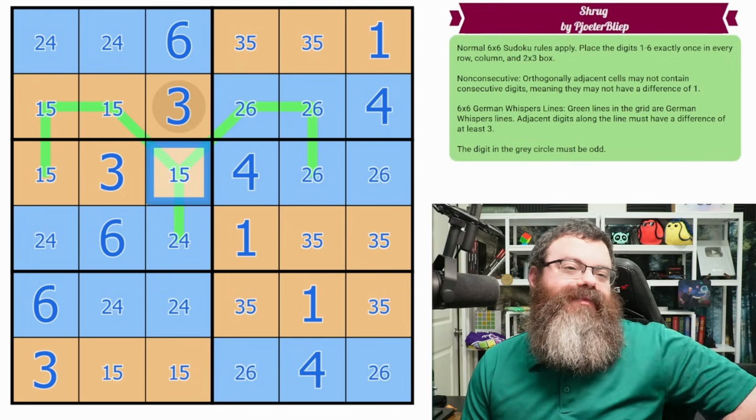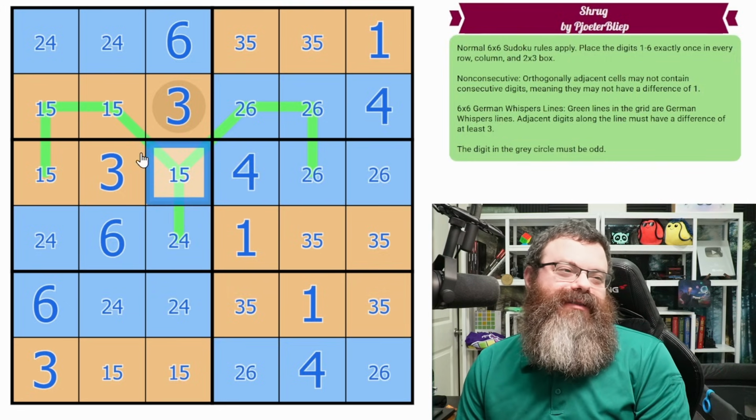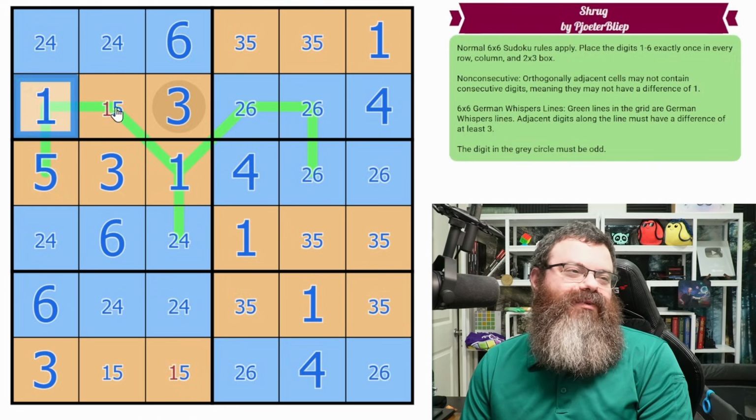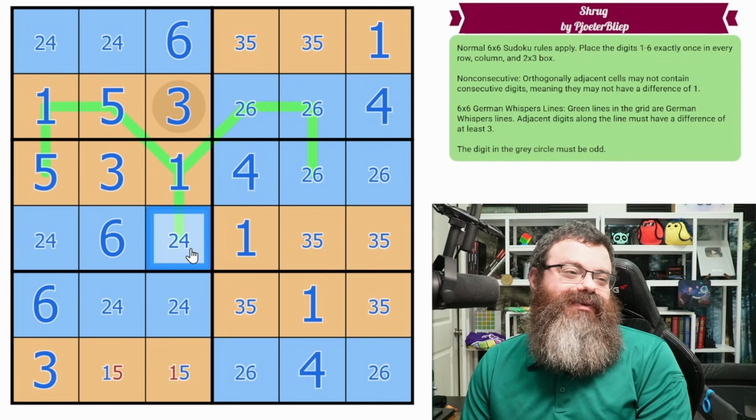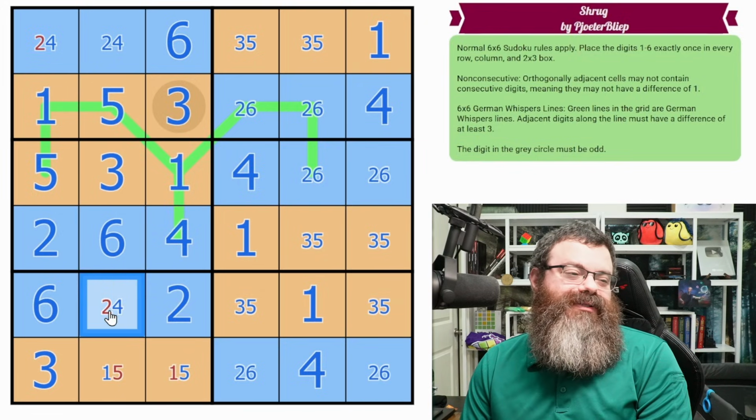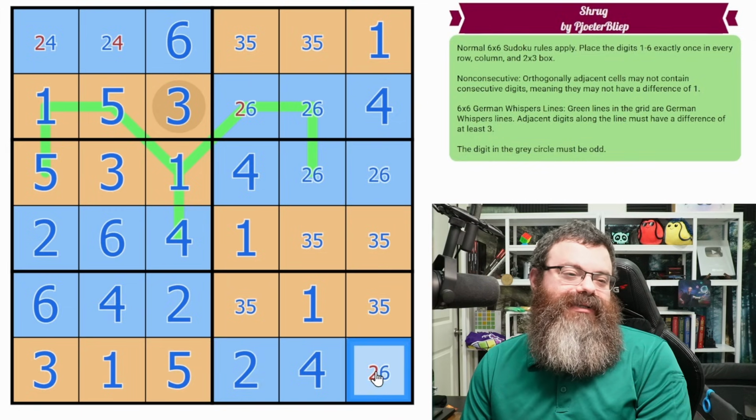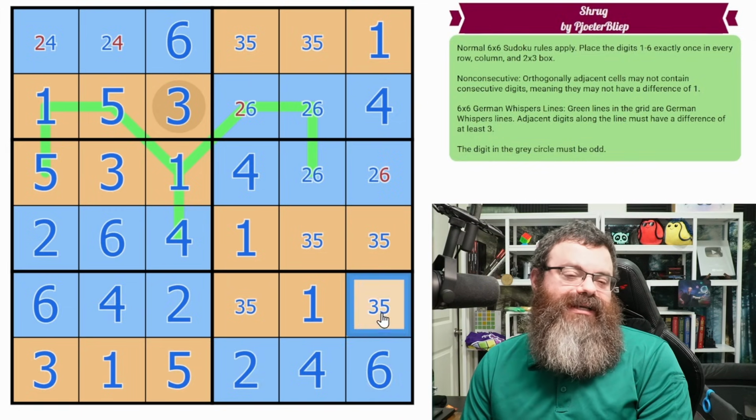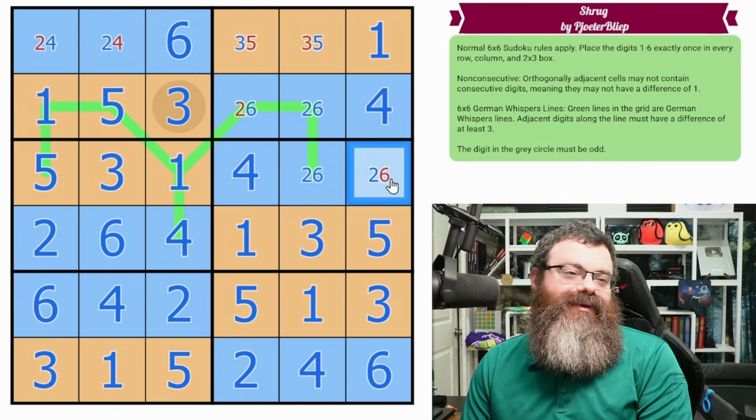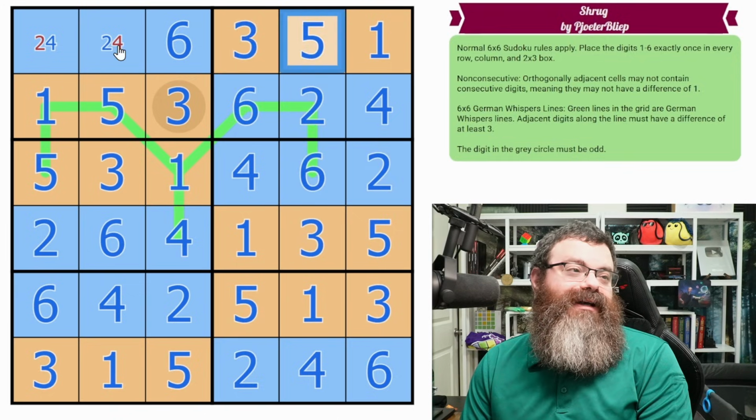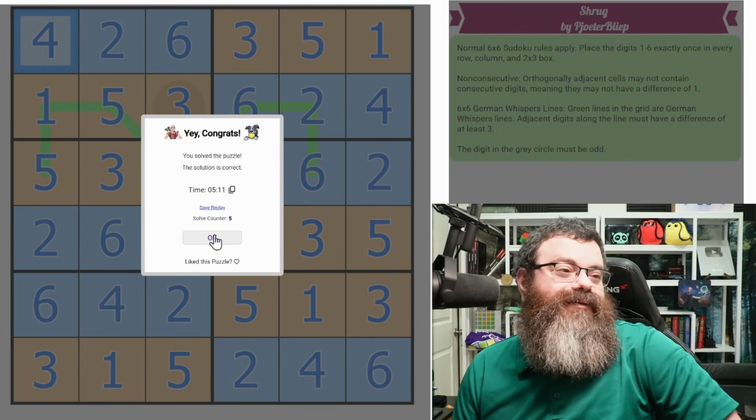Here, this 4 gives us the 1 here, and that chooses the solution, I think. So that's 1, that's 5, 1 and 5. The 1 can't be next to 2, so that's 4, that's 2, that's 2 and 4, that's 1 and 5. 5 can't be next to 6, so that's 2 and 6. 6 can't be next to 5, so that's 3 and 5, getting us 5 and 3, 2 and 6, 2 and 6, 3 and 5, 2 and 4, and that is actually the solution.